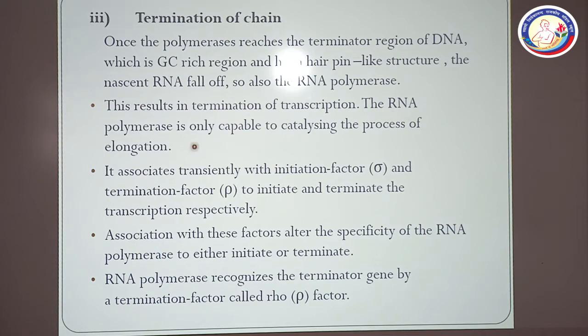The RNA polymerase is only capable of catalyzing the process of elongation. It associates transiently with initiation factor sigma and termination factor rho to initiate and terminate the transcription respectively. Association with these factors alters the specificity of the RNA polymerase to either initiate or terminate. RNA polymerase recognizes the terminator gene by a termination factor called rho factor. So rho factor is the termination factor.